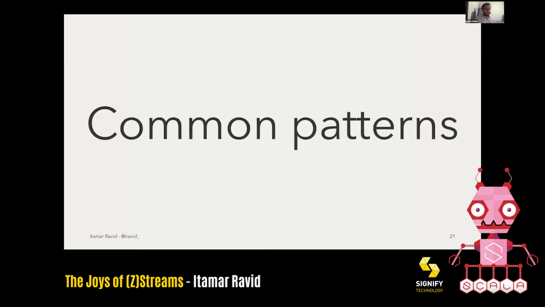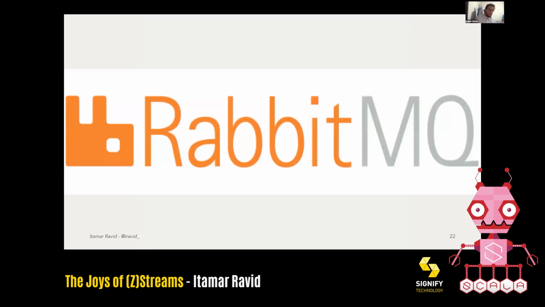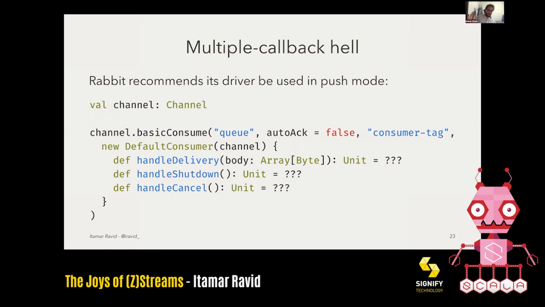Okay, so first off, meet RabbitMQ. RabbitMQ is a pretty popular message broker. It's pretty efficient. It has lots of features for routing messages. It's a pretty good message broker. Now RabbitMQ recommends that its Java driver be used in push mode. So you're not polling the broker for messages. You'll be registering a callback that will be called once there's a message available for our consumers.